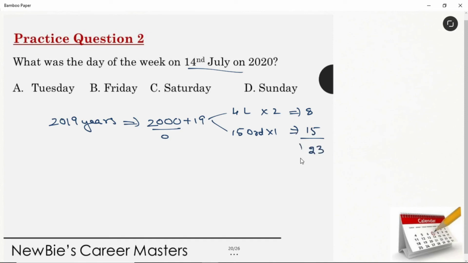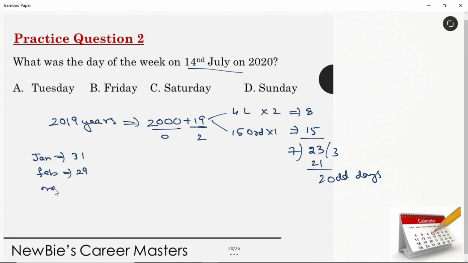What do you have to do? Divide this by 7. 3 sevens are 21. 2 odd days. What's the meaning of this? These 19 years have 2 odd days. We are done with year wise. What is left out? You have to check how many days are completed in 2020. Okay. See, Jan 31 days. Correct. Then Feb, 2020 is a leap year. So 29 days. Correct. March 31 days.